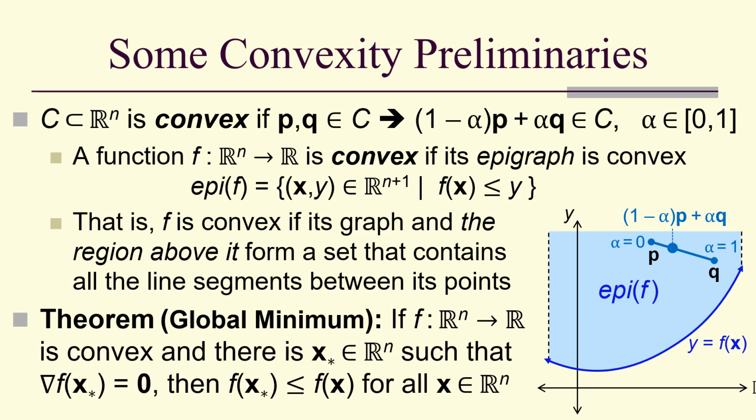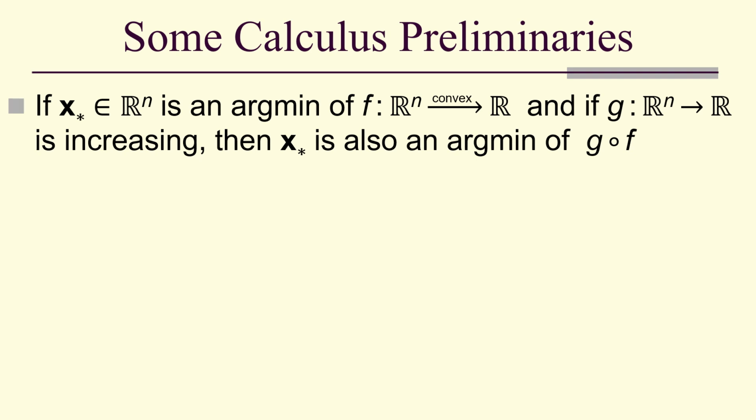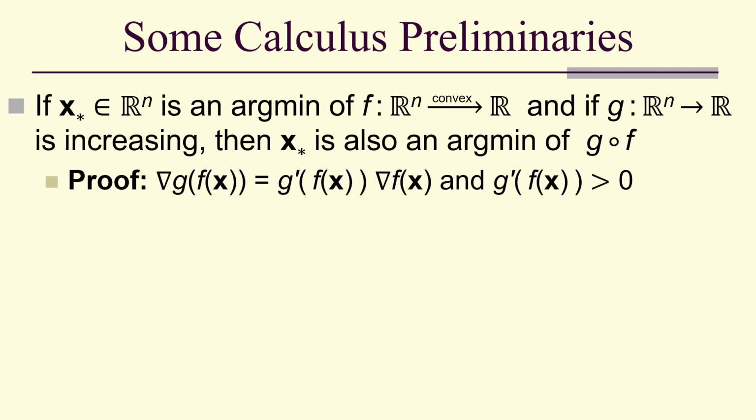And there's a theorem. If f from R^n into R is convex and there is an x star such that the gradient of f at x star is 0, then f of x star is less than or equal to f of x for all x in R^n. And we call this x star the argmin of f. So some calculus preliminaries. If x star is an argmin of f and g is increasing, then x star is also an argmin of g composed with f. The proof is quite simple. I'll let you take a look at it here.